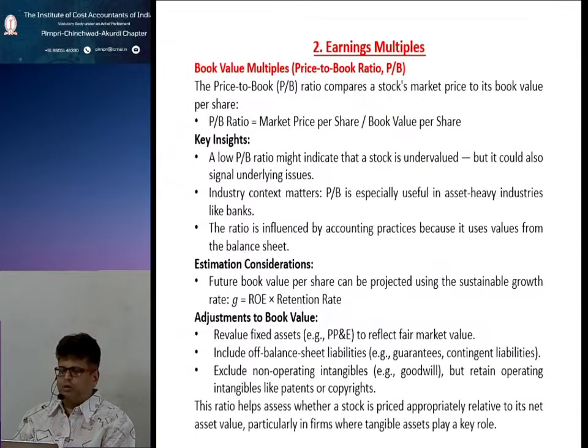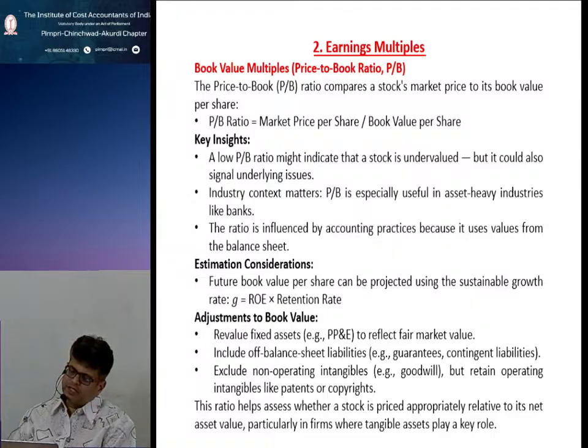Then we saw the book value multiples, that is the price to book ratio, PB. The price to book ratio compares a stock's market price to its book value per share. So the PB ratio is equal to market price per share divided by book value per share. The key insight in this type of ratio is that a low PB ratio might indicate that a stock is undervalued, but it could also signal underlying issues. Industry context matters, so PB is especially useful in asset-heavy industries like banks. The ratio is influenced by accounting practices because it uses values from the balance sheet.